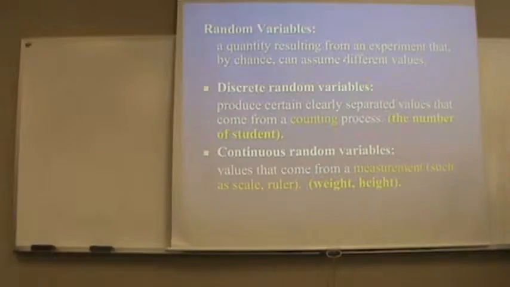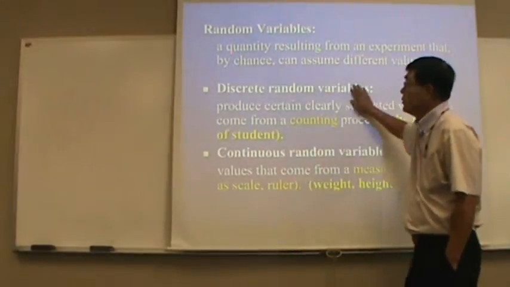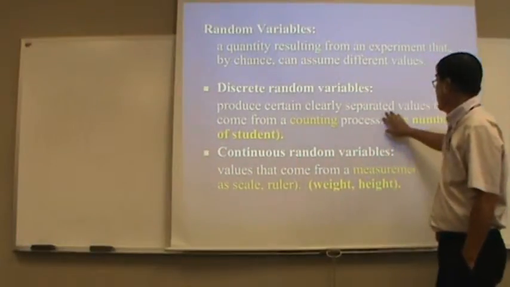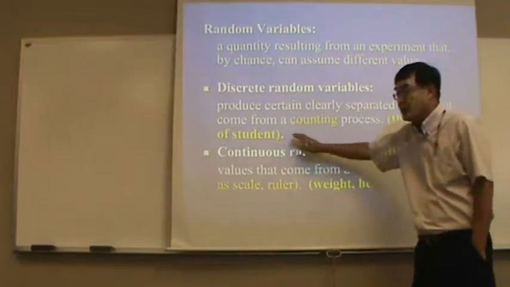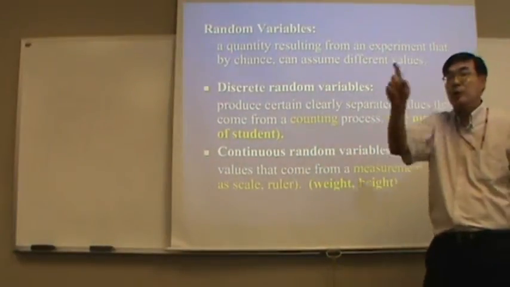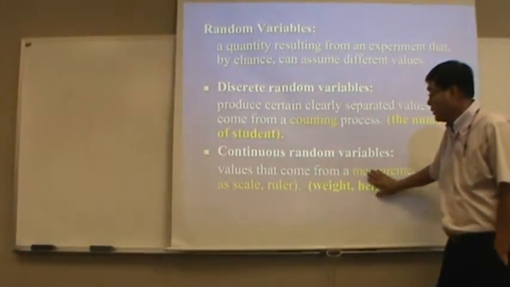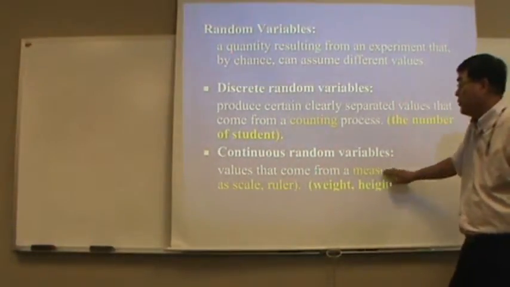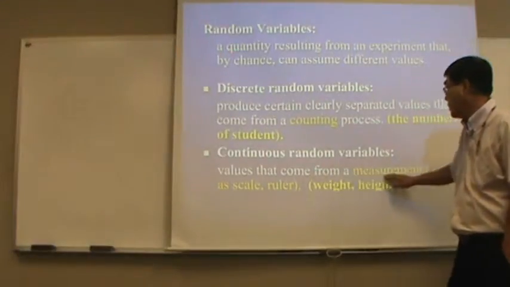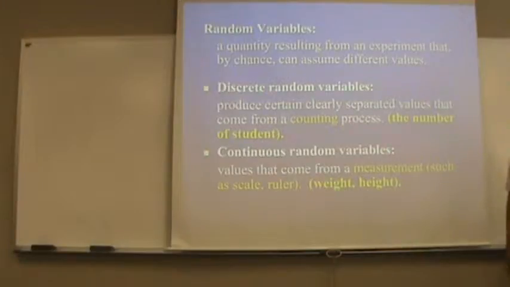Random variables, discrete and continuous. Discrete random variables are numbers from counting, such as the number of students; counting, that is discrete. And continuous random variables are values from measurement such as weight, height, temperature, and so on.